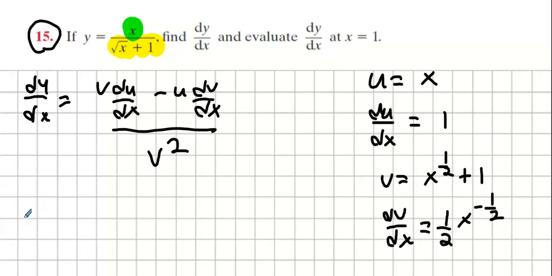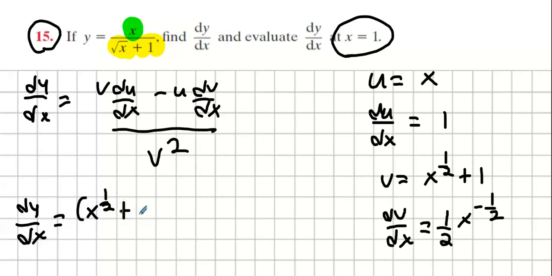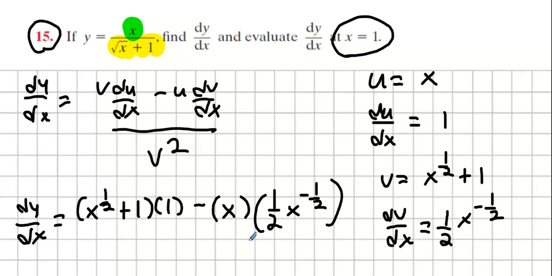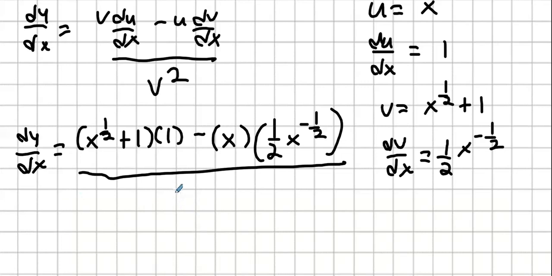Now, believe it or not, this one doesn't actually have to look pretty. You don't have to do anything with it. Once you get to the stage where you input everything, any x's you see, just change them to 1. We don't have to do anything fancy with this one. So you'll see now. Okay, so what's V again? V is x to the power of half plus 1. Du dx is 1. U is x, and the dv dx is a half x to the minus a half. Okay, all over V squared, which is this thing here.